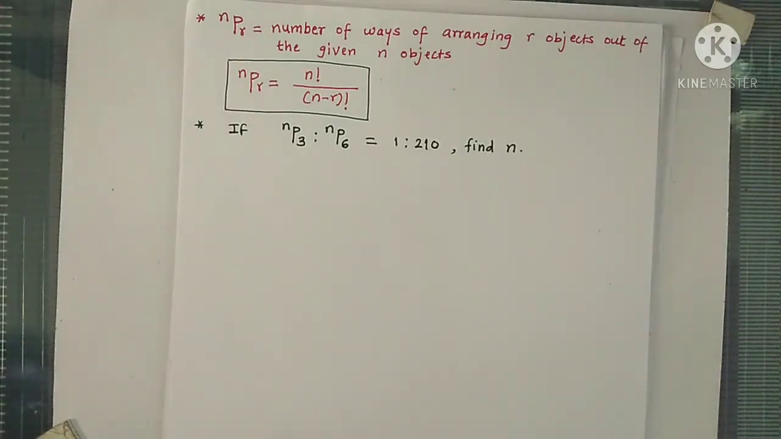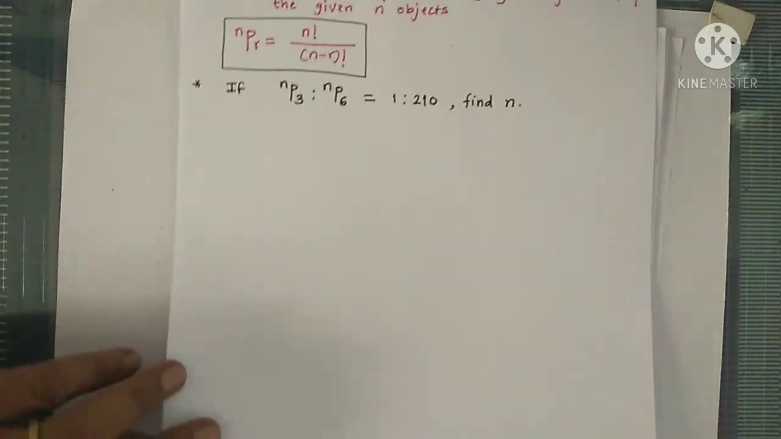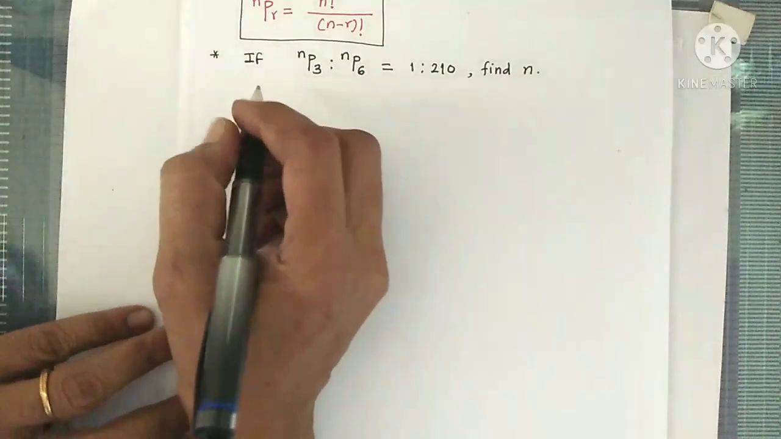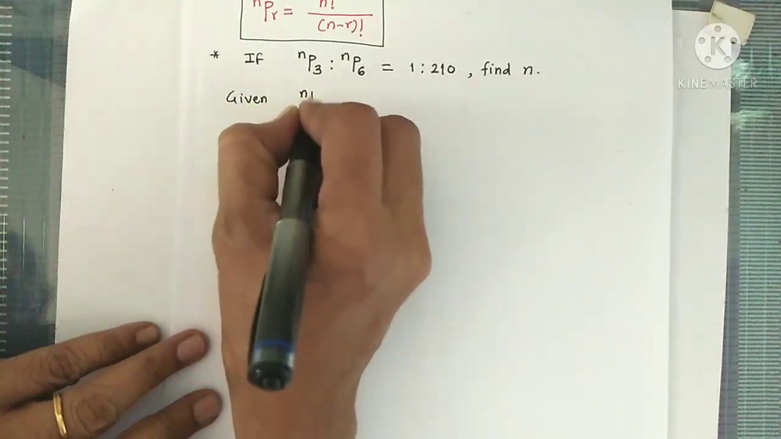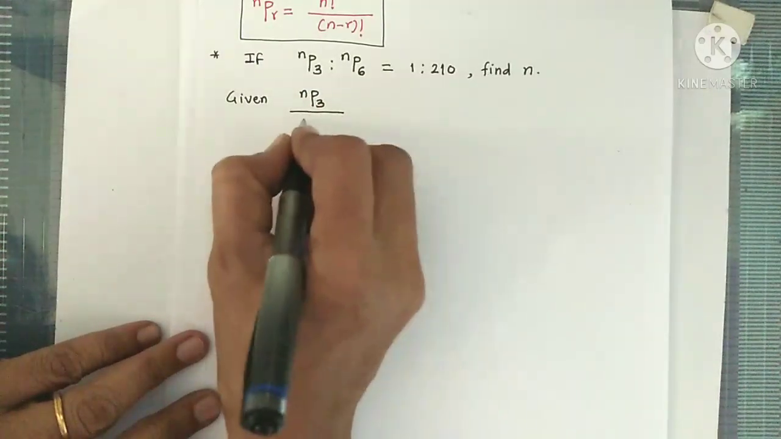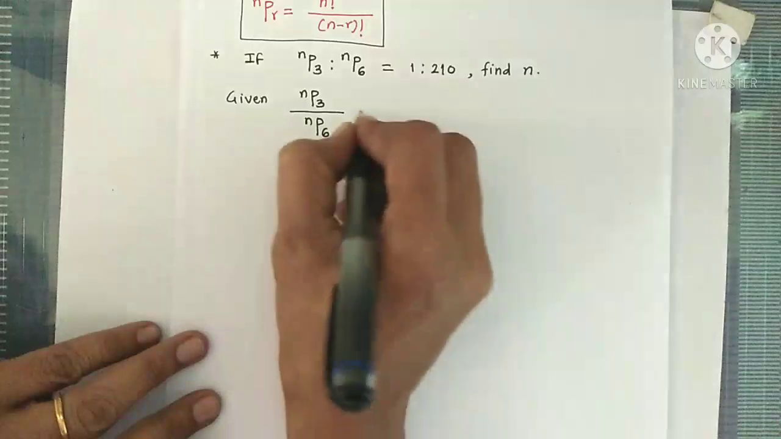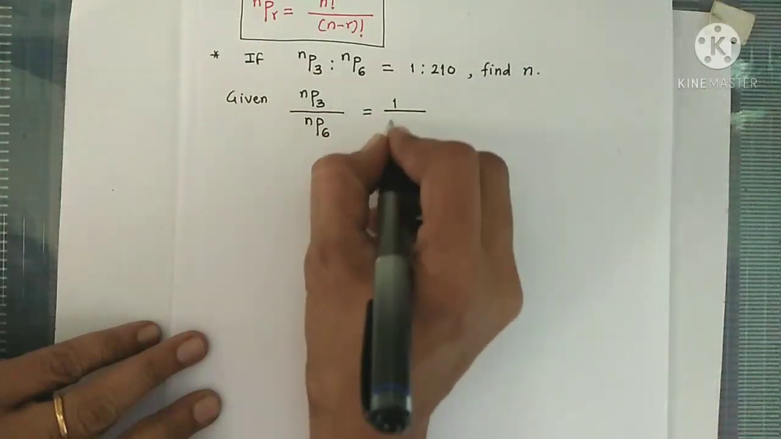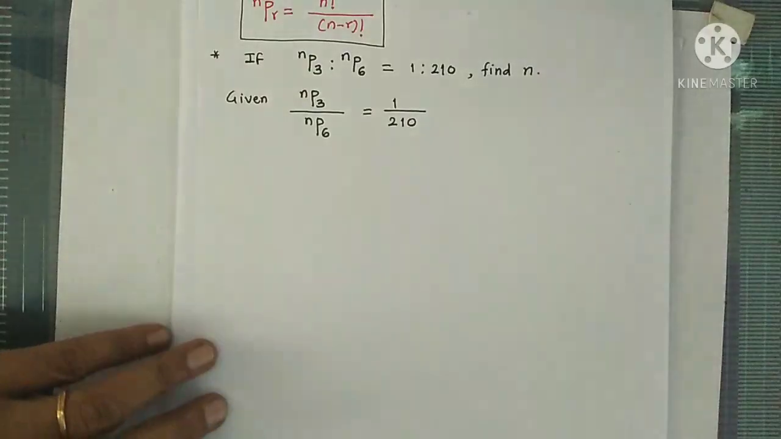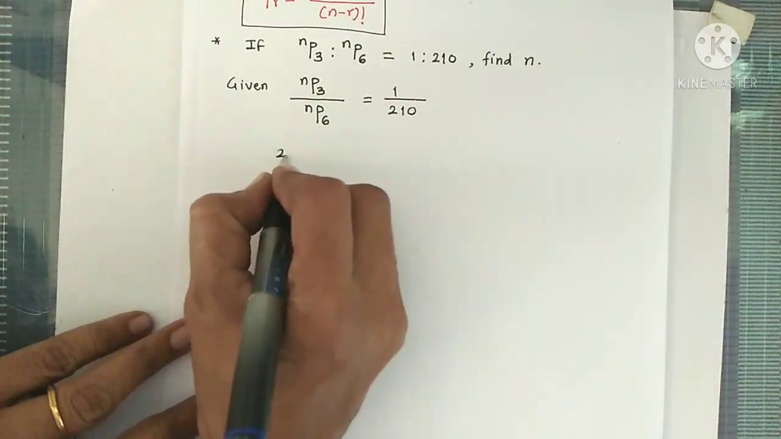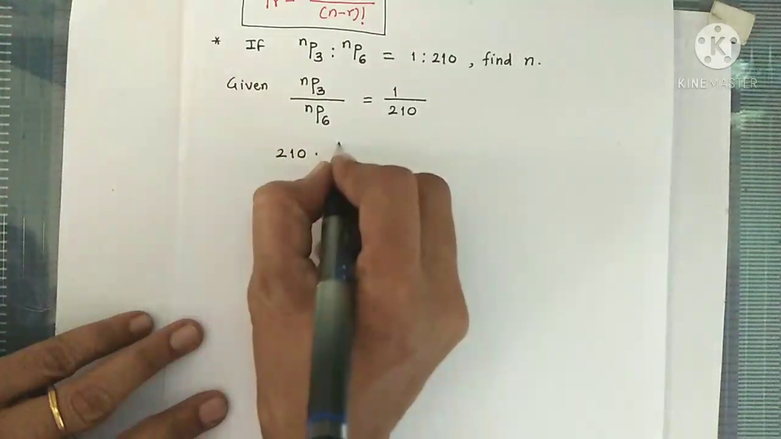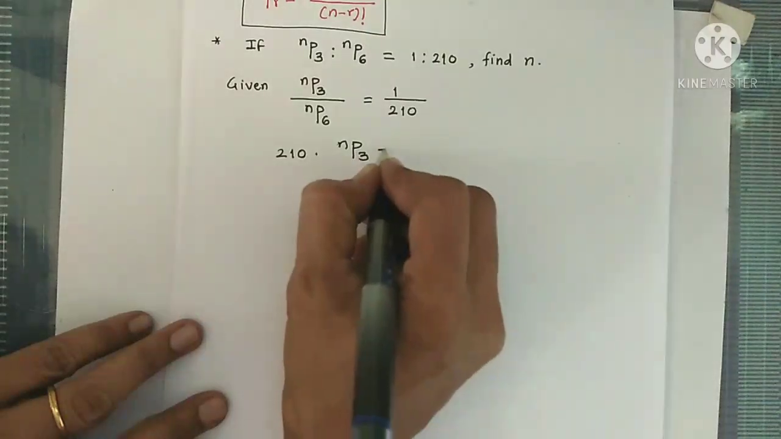The first question is, given the ratio nP3 to nP6 is 1 to 210, find n. The ratio is given, so let's write it in quotient form. nP3 divided by nP6 equal to 1 upon 210. Now first let's cross multiply and then we will use the formula. So cross multiplying, 210 multiplied by nP3 equal to nP6.